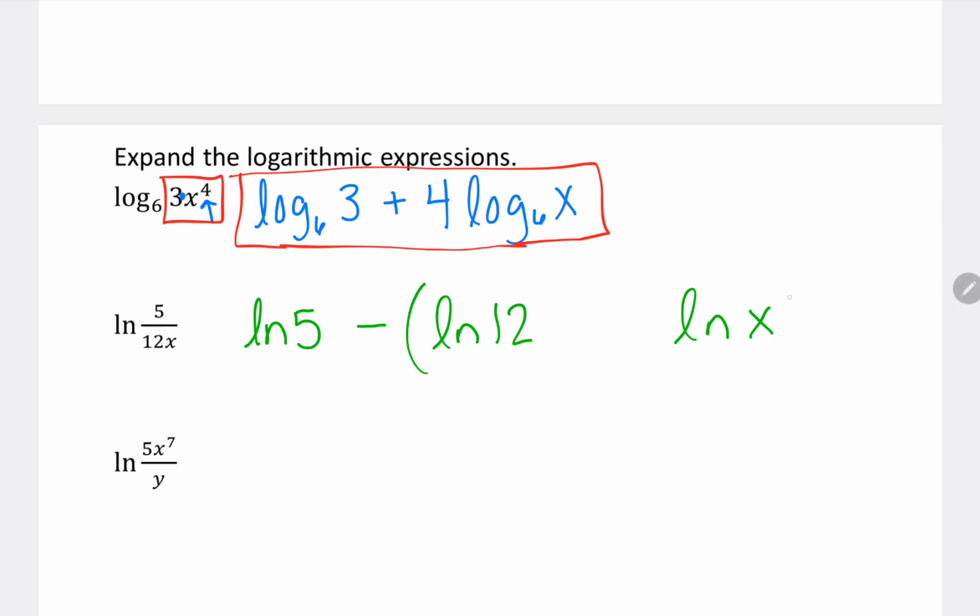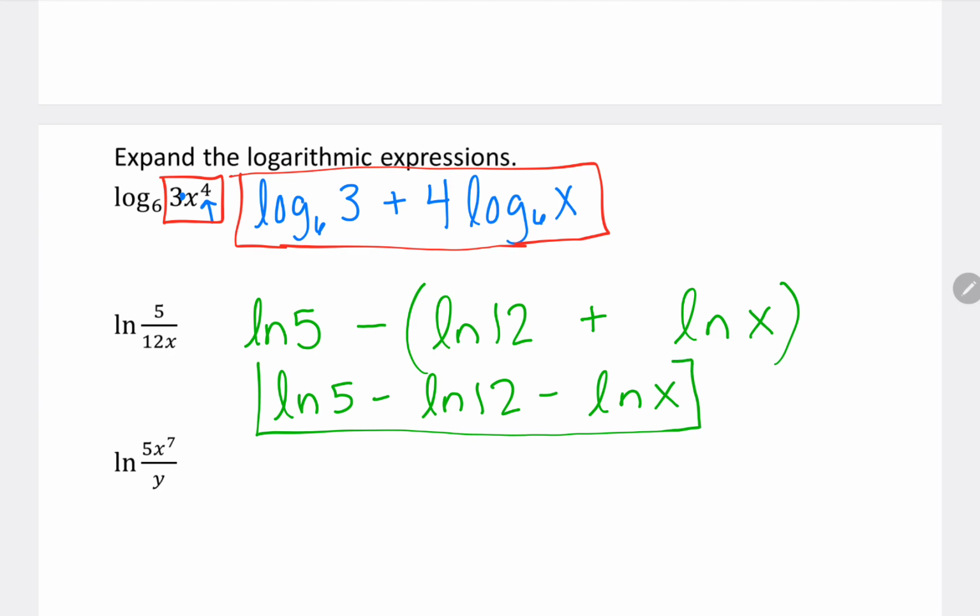And the 12 and the x are being multiplied, so we could write our answer like this. Product property says we need a plus sign there. But more commonly, we would write our answer like this: ln of 5 minus ln of 12 minus ln of x. And the reason, again, we're subtracting that ln of x is because it is also in the denominator. It's also being divided by the 5. And so that's the quotient property still.